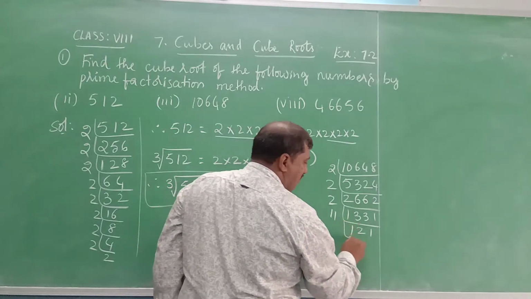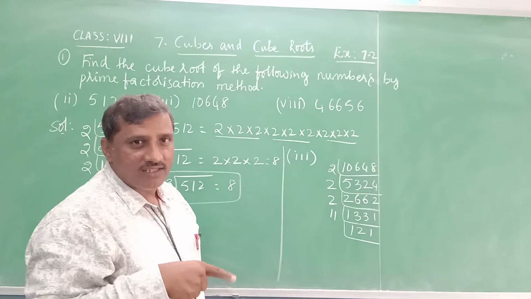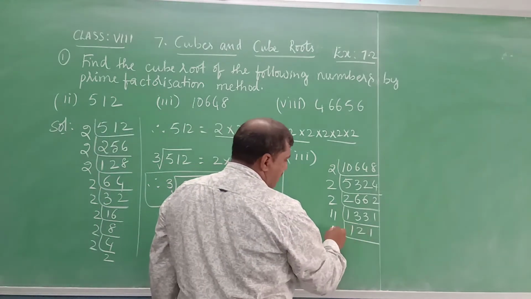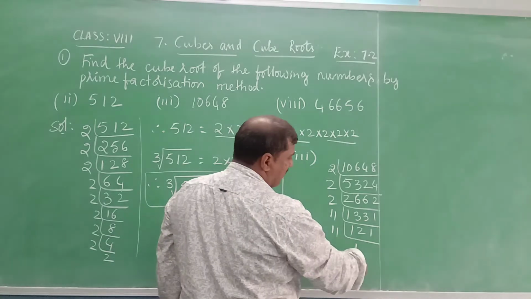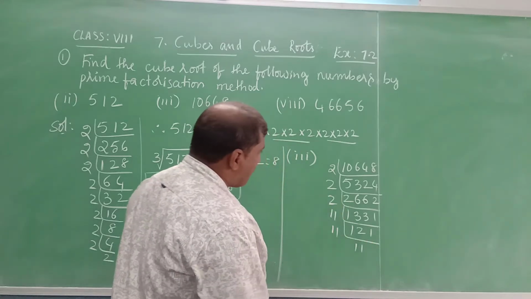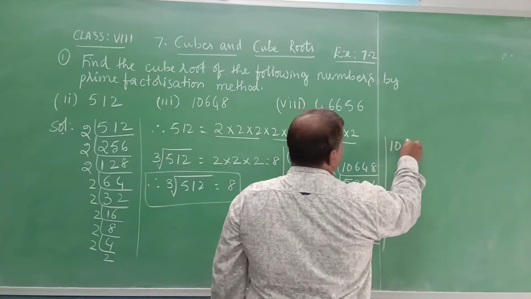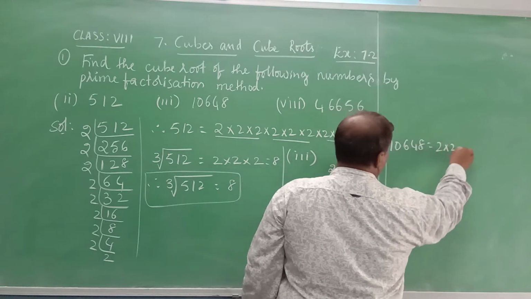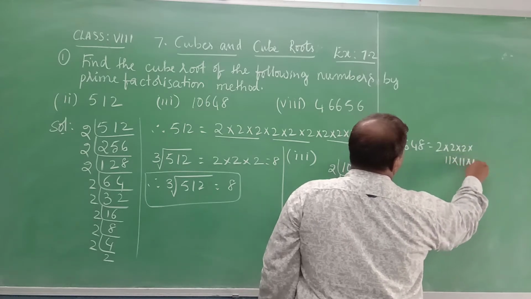Have you identified this number, children? 121? Yes, it is the square of 11. 11 square means it is divisible by 11. 11 ones are 11. 12 minus 11, 1. Bring 1. It is 11. 11 ones are 11. So now what is this number which we got here? 10,648 is equal to 2 into 2 into 2 into 11 into 11 into 11.